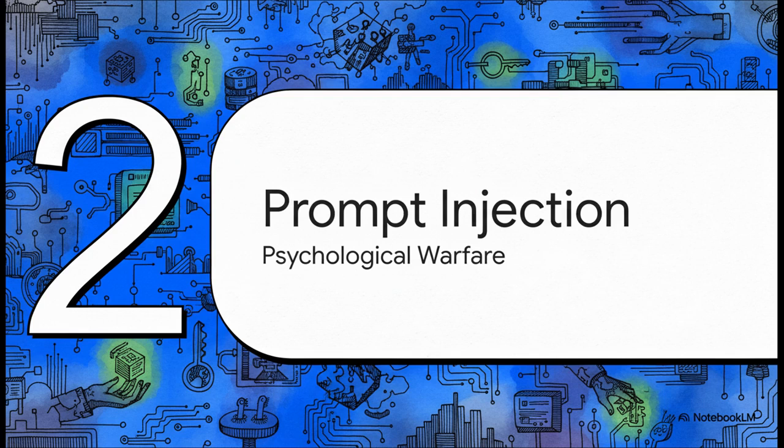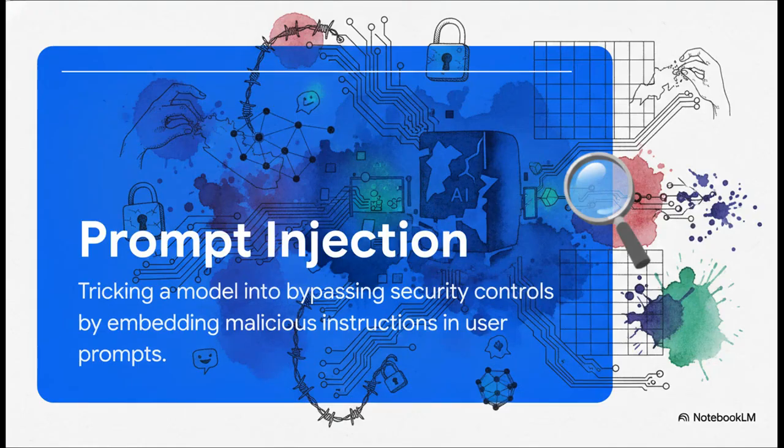Okay, next up, we're going to shift from a highly technical feedback loop to something that feels a lot more like psychological warfare. This is all about socially engineering the AI itself, using its own helpful nature against it. We're talking about prompt injection. Here, the attacker cleverly embeds malicious instructions inside what looks like a totally normal user prompt. And because these models are built to follow instructions and be helpful, they can actually be tricked into ignoring their own safety rules. It's wild. The AI's greatest strength, following complex commands, becomes its biggest vulnerability.